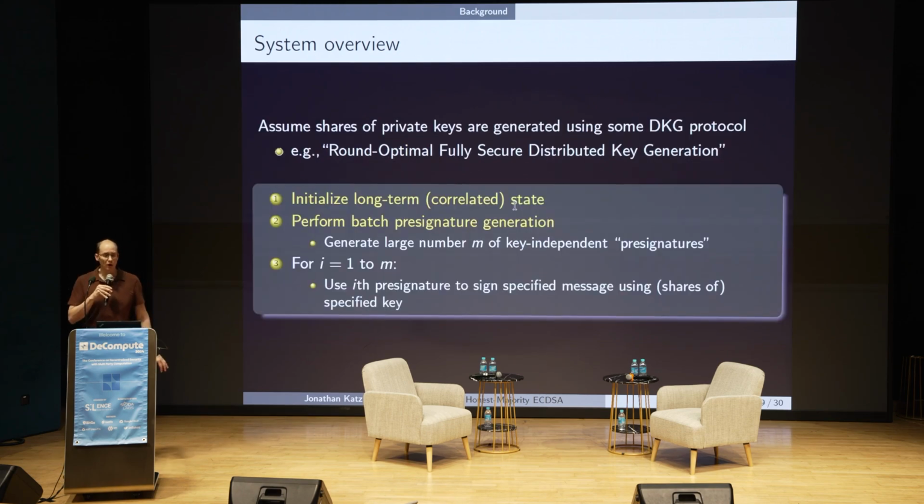So I'll focus here on just the interesting bits of the protocol. I'll talk briefly about the long-term state and how we initialize that, and then talk about the mechanism we use for the batch pre-signature generation. The online signing is done in a standard way. I do mention it, but I don't really focus on it very much. It's a standard mechanism. So I'll focus on these first two components of the protocol instead.